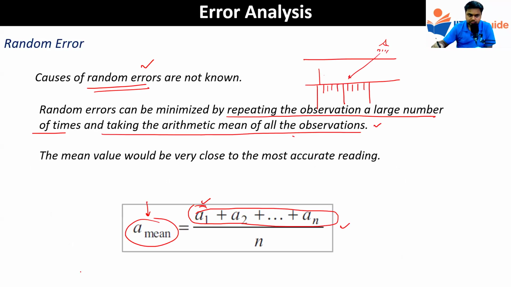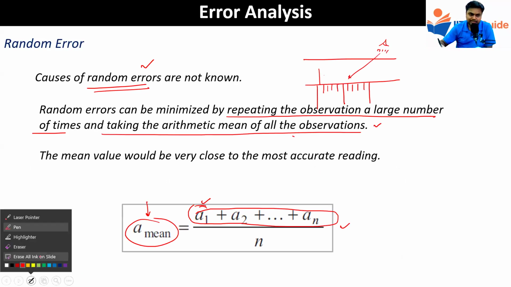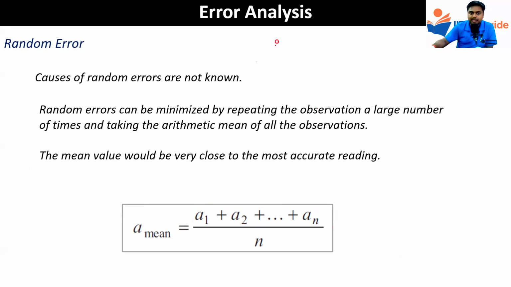Now let us take an example. We want to find out acceleration due to gravity. We know that acceleration due to gravity is 9.8 meter per second square. Let us say student A performs an experiment and gets the readings 9.7, 9.8, and 9.9. You will find that the average is 9.8 only.